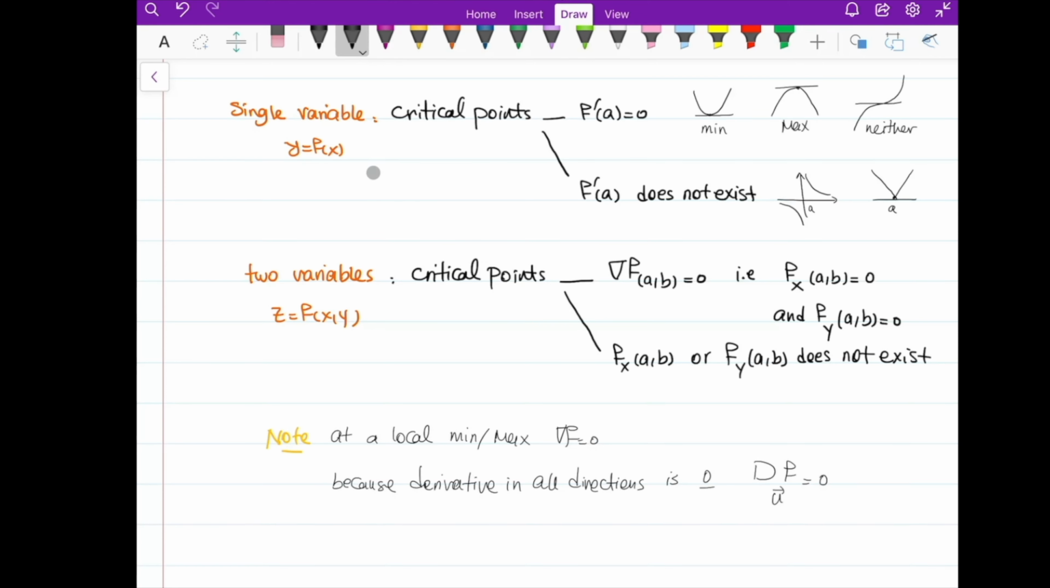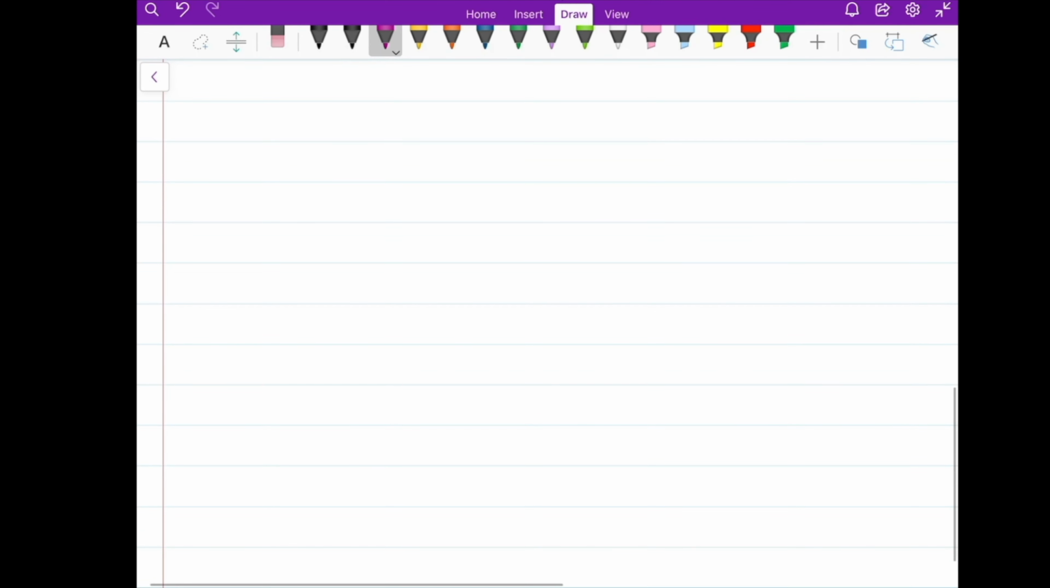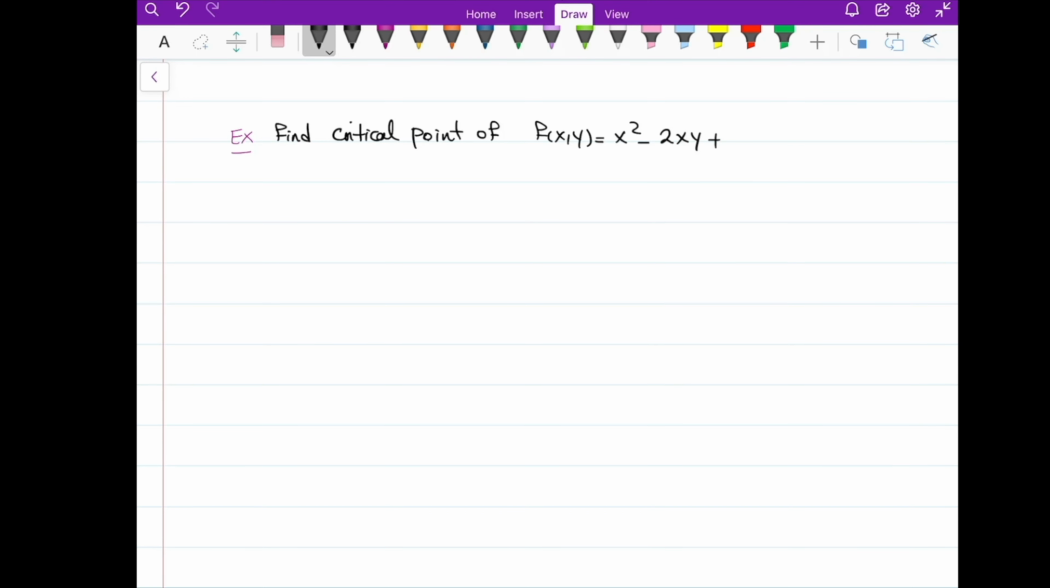Now you can compare the single variable case with the function of two variables when we define the critical points. Okay, let's look at one example. Find critical points of the function f of x and y equals x squared minus 2xy plus 5y squared plus 2x minus 2y.